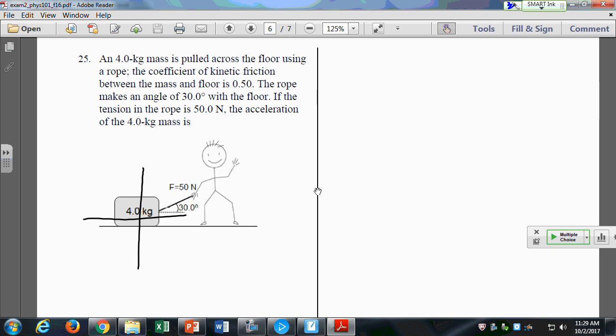Alright, so I'm going to draw my forces. I have Fn, which I'm going to draw off to the side here. I have F sine of 30, that's 50 sine of 30. Here I have 50 cosine of 30. I have Fw. And then I have Fk. My first order is to find the normal force, because in order to find the frictional force, I need to know the normal force. So I say the sum of the forces in the y direction equals 0.